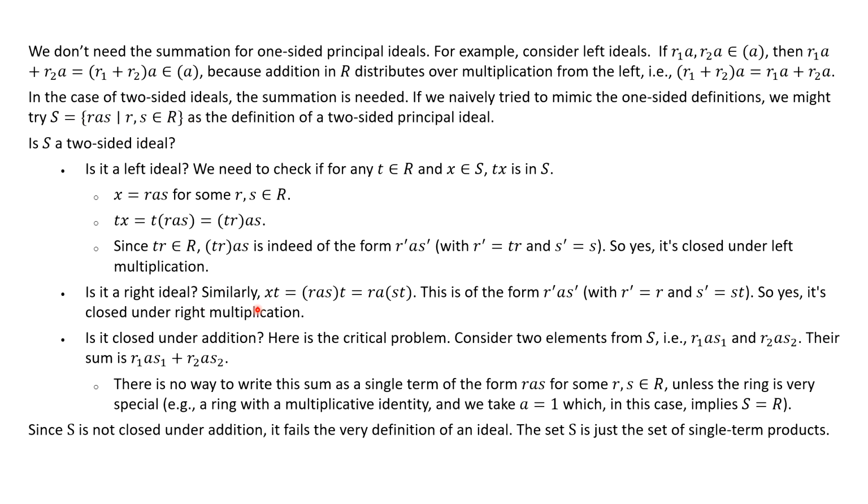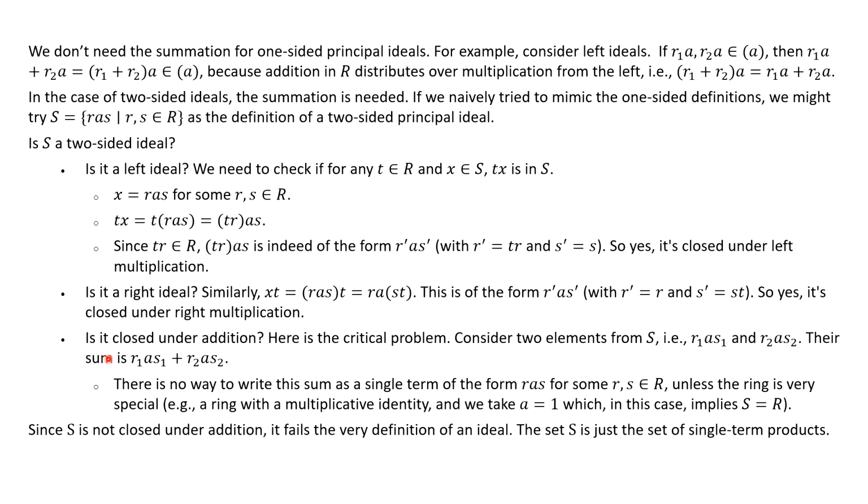It's also a right ideal. We're just using the same values for T and X, and now we multiply on the right, and we get RAS, plugging in RAS for X, times T. Then we group the S and T together, and then we have this form again where R prime equals R and S prime equals ST. So this is in the form of something in the ideal. So we have closure under right multiplication.